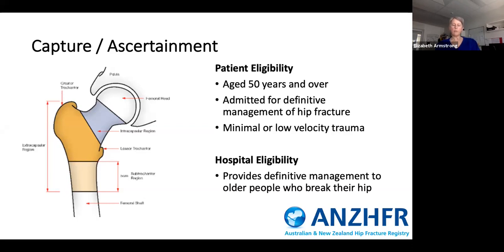At the level of the registry, capture is measured by the proportion of hospitals contributing data against the number of hospitals eligible to contribute. And it's also measured as the proportion of all hip fracture cases in Australia and New Zealand that have a record in the ANZHFR. High levels of capture at participating hospitals ensures that information from the registry is able to be generalised to the whole population.